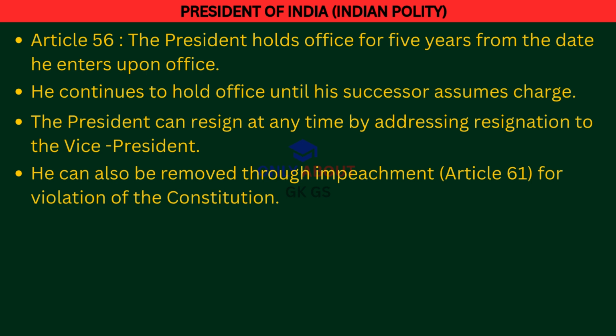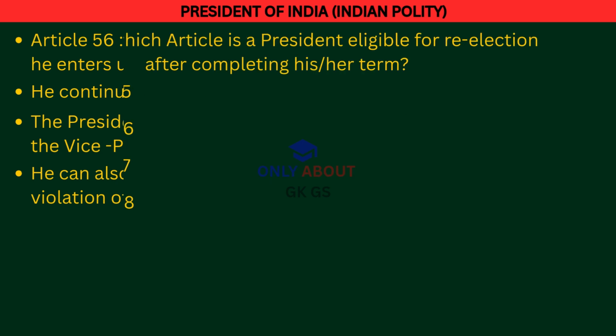The President can resign at any time by addressing resignation to the Vice President. He can also be removed through impeachment for violation of the Constitution.